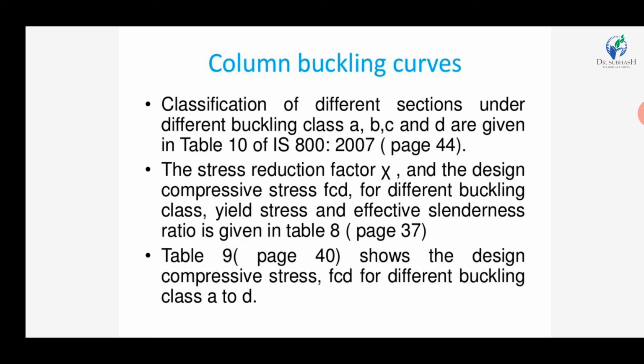Yield strength and effective slenderness ratio are also given in Table 8, page number 37. Table 9 on page number 40 also shows the design compressive stress fcd for different buckling classes A to D. So we can use Table 10 for buckling class, and Table 9 to find the stress reduction factor and the fcd.